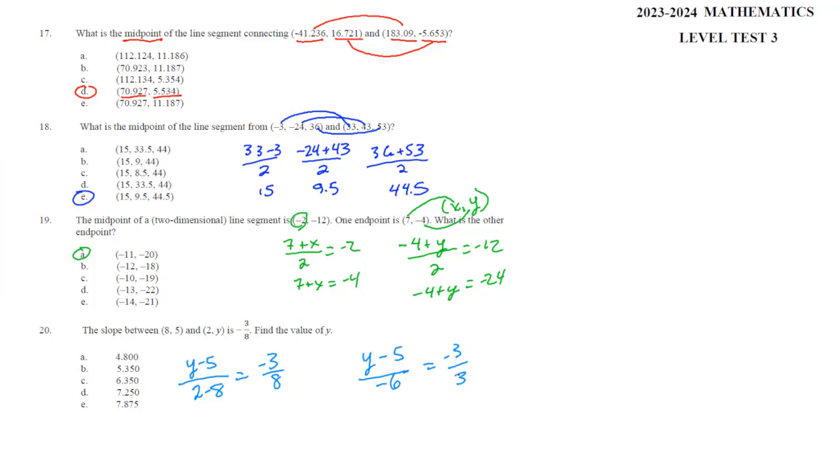So times by a negative 6, and the negatives cancel, and we get 18/8. So y minus 5 equals 18 over 8, that's the same as 9 over 4. So add 5 and add 5. And we get 29/4, so like 7.25. Answer to 20 is D. Good.